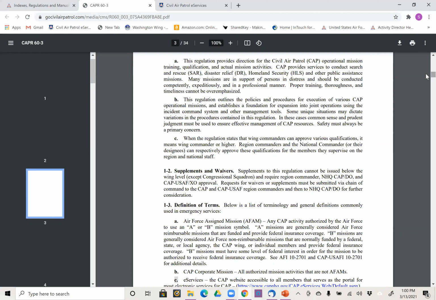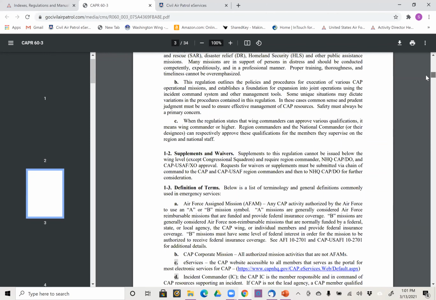No, I cannot. Only wing level, with the exception of congressional squadrons, can do that. And even the wing commander's changes have to have the approval of region. And I think as you go through this regulation, you're going to see my point in that this is a lot of minutia that you can't memorize, but you need to become familiar with.